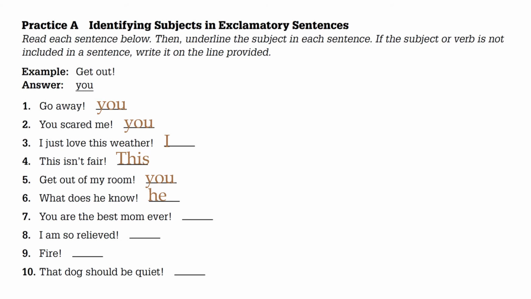Number 7, you are the best mom ever. You is the subject. Number 8, I'm so relieved. It is very easy. This one is I. Number 9, fire. Remember the one we did, hot dog? The same thing, fire. It's you, the understood you. For example, watch out for the fire. You watch out for the fire. Here both the subject and the verb are not stated. Finally, number 10, that dog should be quiet. And the answer is dog. That is the subject of this sentence.